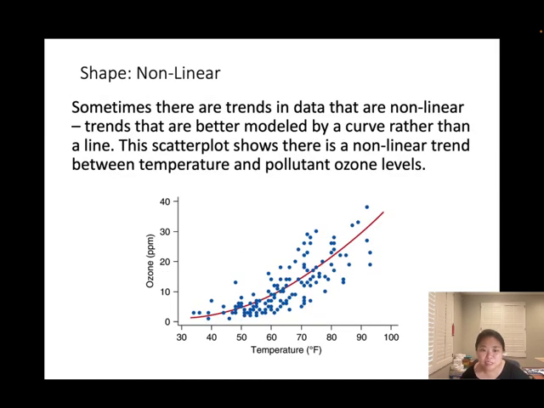The shape, non-linear. You could see I wouldn't be able to draw a straight line in here. Okay, we do have the chance that this is non-linear, which means the data are better modeled by a curve rather than a line. And this scatterplot shows there is a non-linear trend between the temperature and the pollutant ozone level.